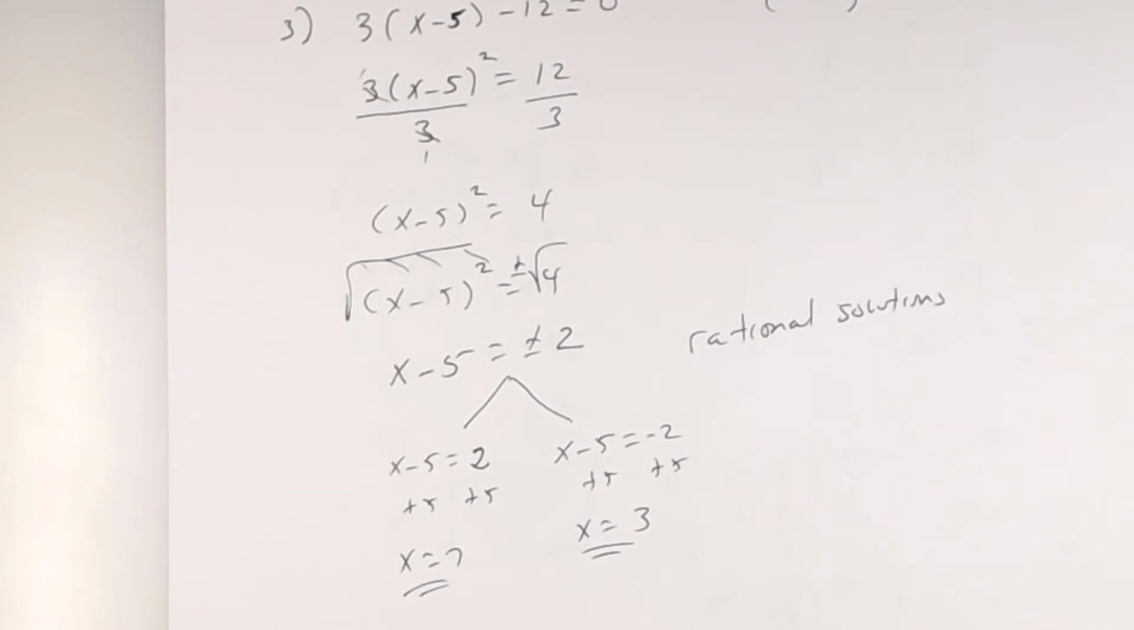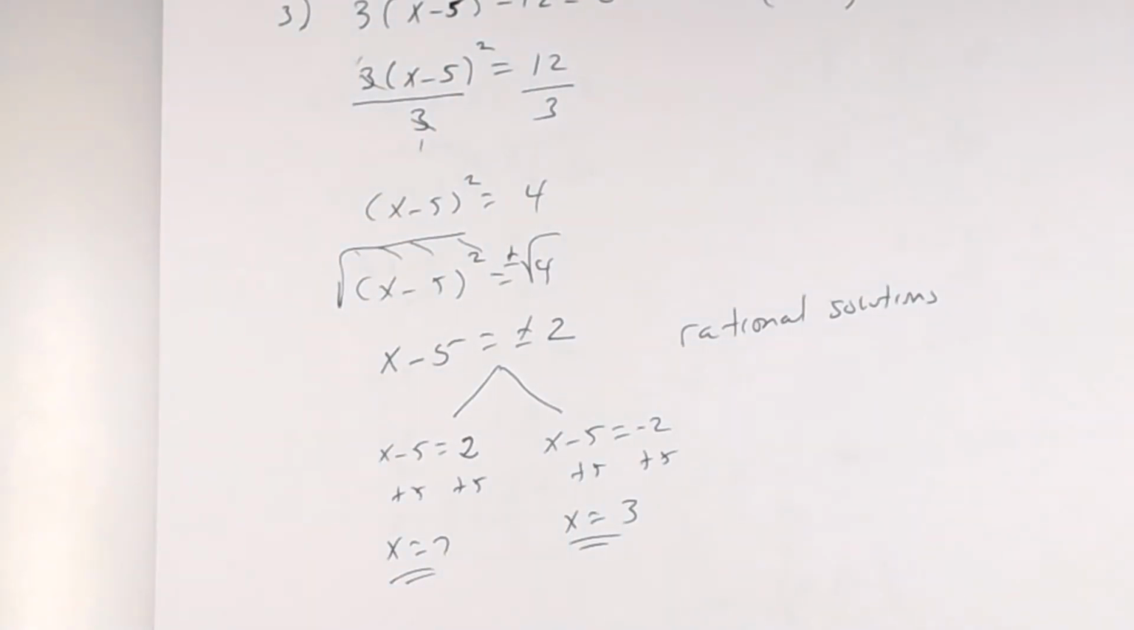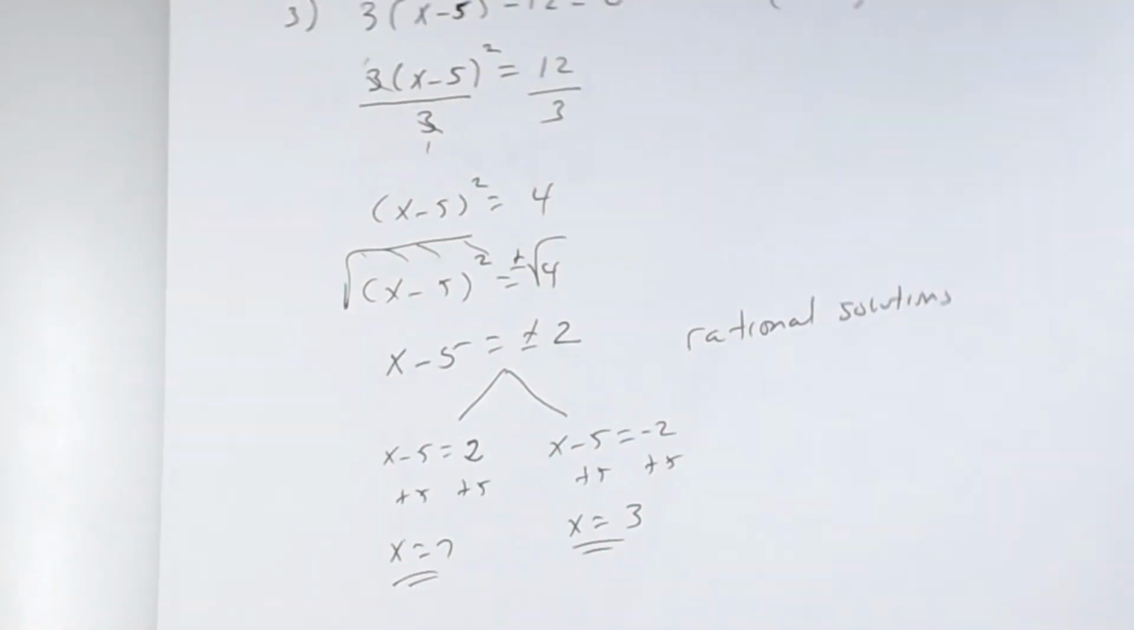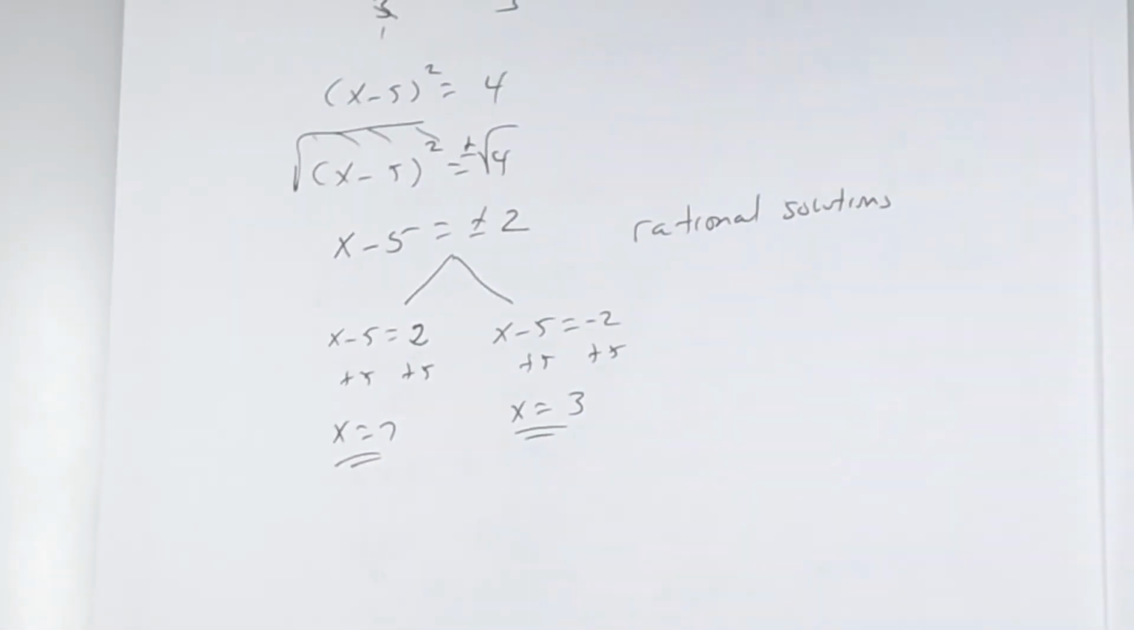Okay? So since it did say use the square root property, that's the process you go through. All right, number 4. Let's do number 4. So number 4, let's suppose we had this in number 4. All right, number 4.